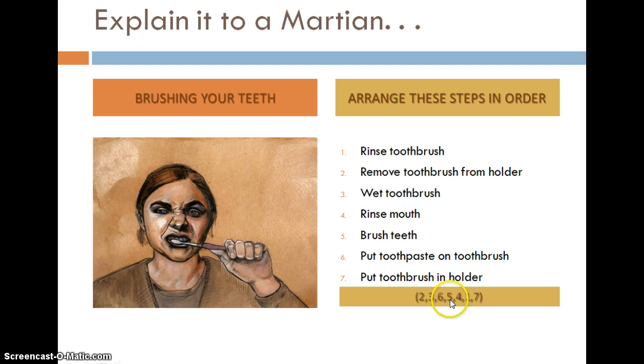The next thing we should do is number 5. Brush your teeth. The next thing we should do is number 4, which is to rinse your mouth. The 6th thing we should do is actually number 1, rinse the toothbrush. And then finally, put the toothbrush in the holder. So your answer should have been marked 2, 3, 6, 5, 4, 1, and 7. Alright, so again, you have to really be very cautious in how you're explaining.